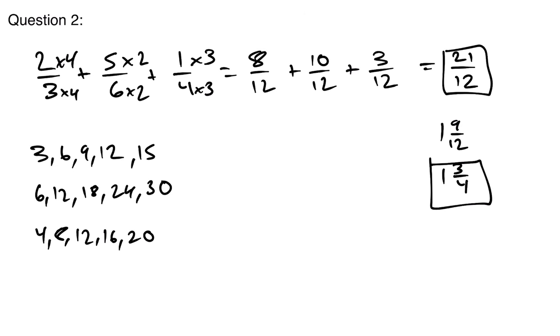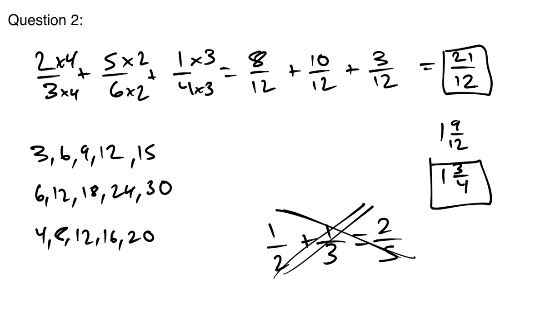And a common mistake that students make is, say you have 1 over 2 plus 1 over 3. Some students will add the numerators and they'll add the denominators. So they'll go 2 over 5. Don't do that. You always have to find a common denominator first.